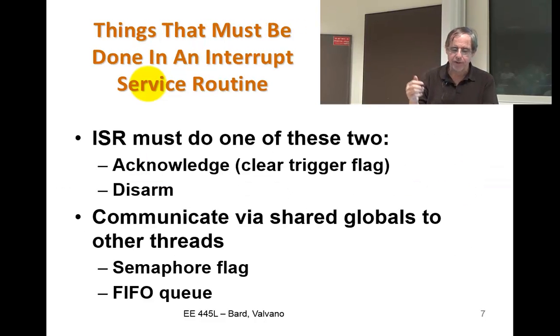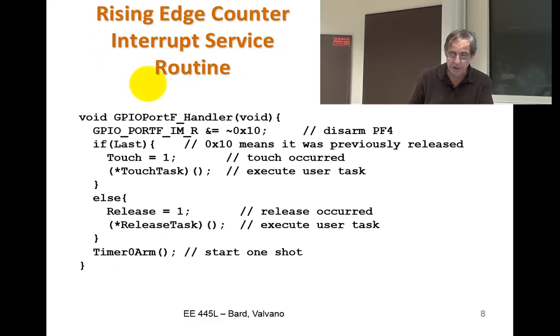The interrupt service routine, in this case, turns out we're not going to acknowledge these interrupts. We're going to disarm, and we'll see what happens. And we're going to communicate through the globals. In this case, we communicated via calling a function, which incremented some counters. But in general, we can use FIFO queues and semaphore flags and et cetera to communicate.